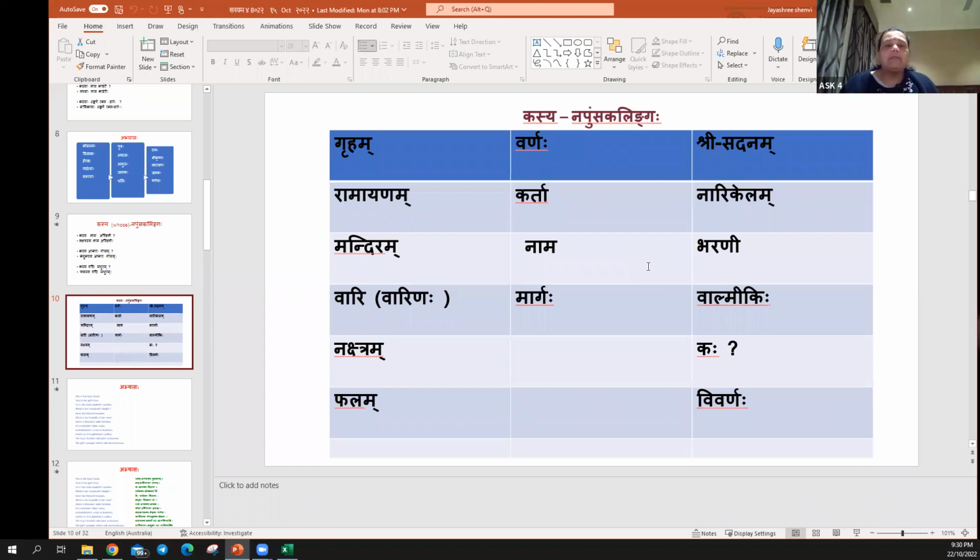Ramayanam, what happens? Kasya karta Valmikihi. Ramayanam, what happens? It's akaranta, no? Akaranta pullinga. No, Ramayanam, phalam. Ramayanam, napumsakalinga? Yes, napumsakalinga, but it's same as pullinga. What happens? It's Ramayanasya. All right? So Ramayanasya karta Valmikihi. That's it.